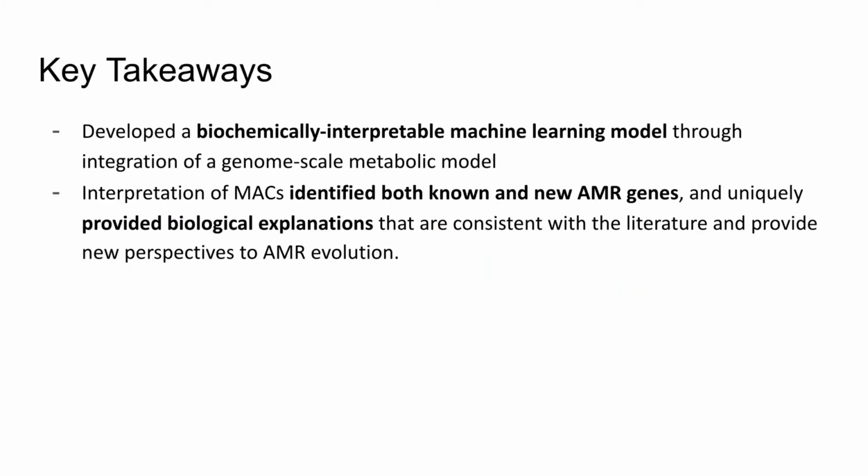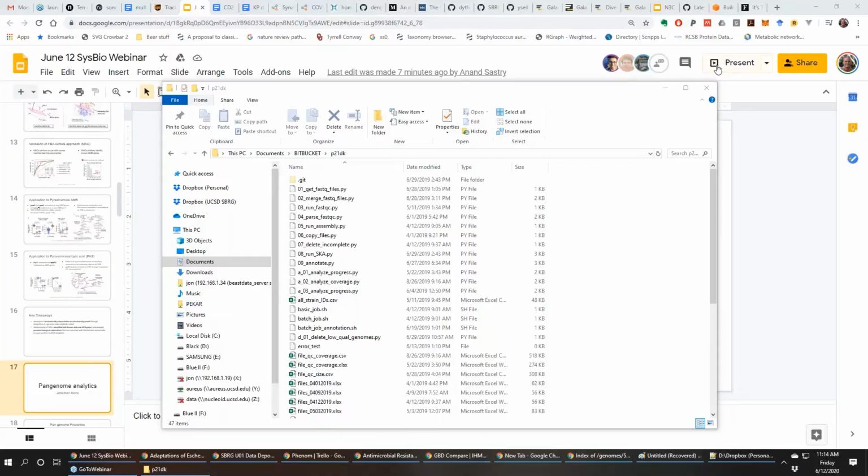So in conclusion, we developed a biochemically interpretable machine learning model that integrates a genome scale model. And then we show that interpreting this model identifies both known and new AMR genes, and also provides biological explanations about their metabolic flux states discriminating AMR. So I'm done with this, and I'll hand it off to John Monk, who is a leader in this field of microbial genomics. Thank you.